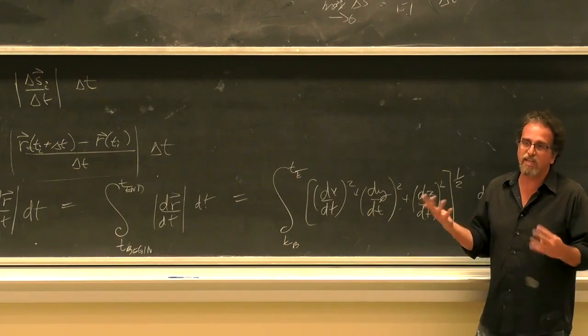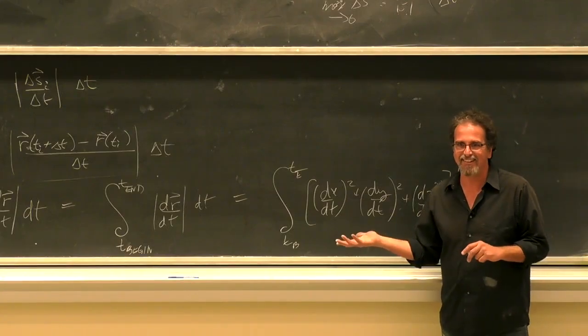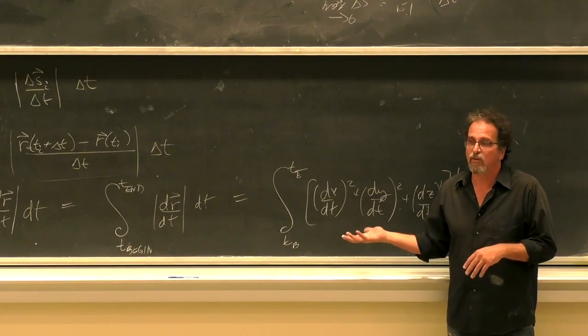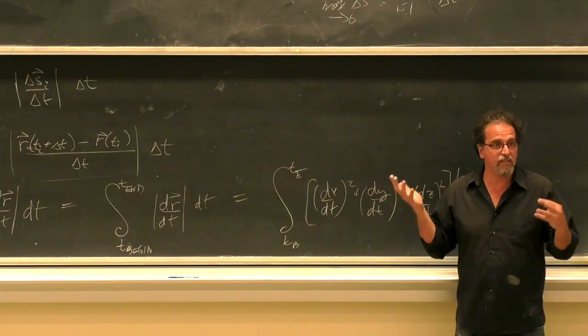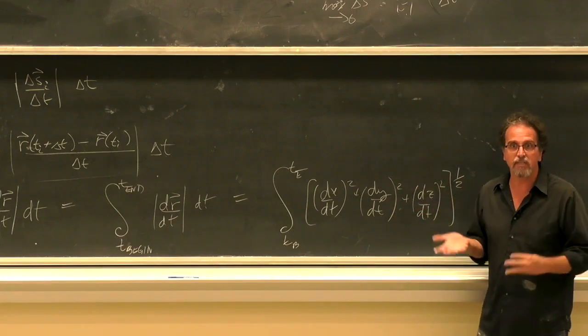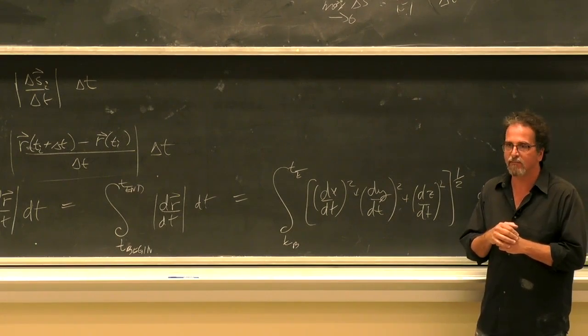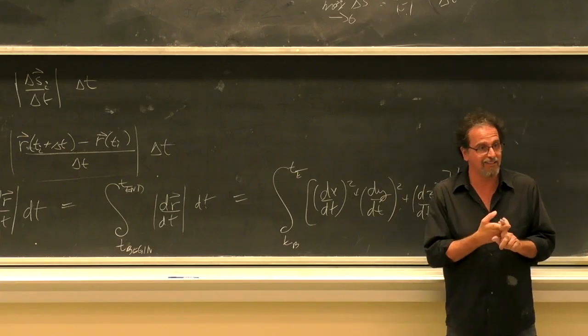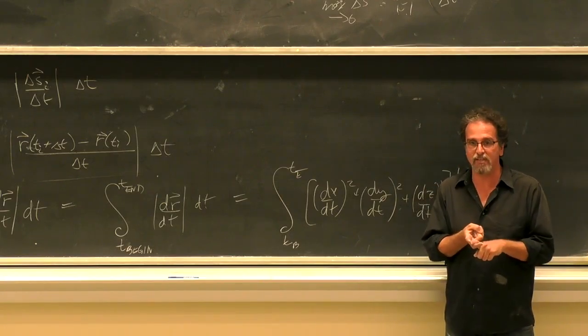Now, just think about having to do this integral by hand, right? It's not a nice integral for almost any curve. For almost any curve, this is not a nice integral, except for two curves where it's really, really nice. For the line, it's nice. And for the circle, it's nice.